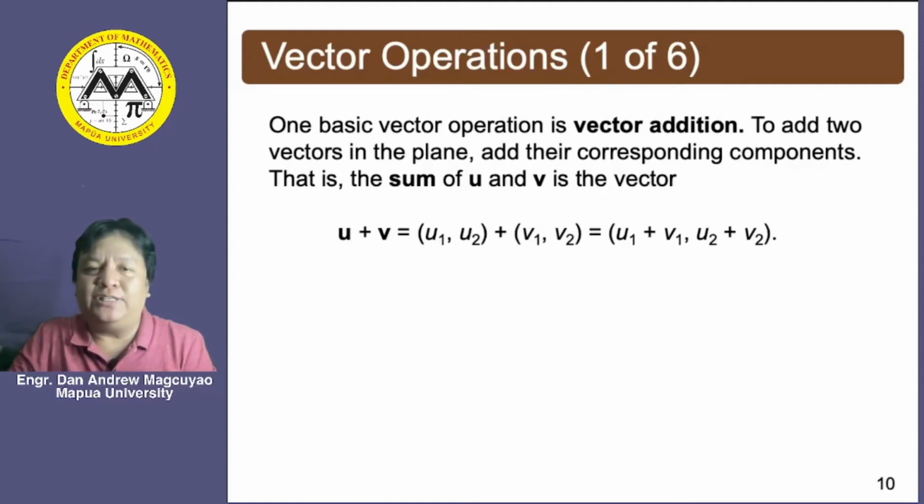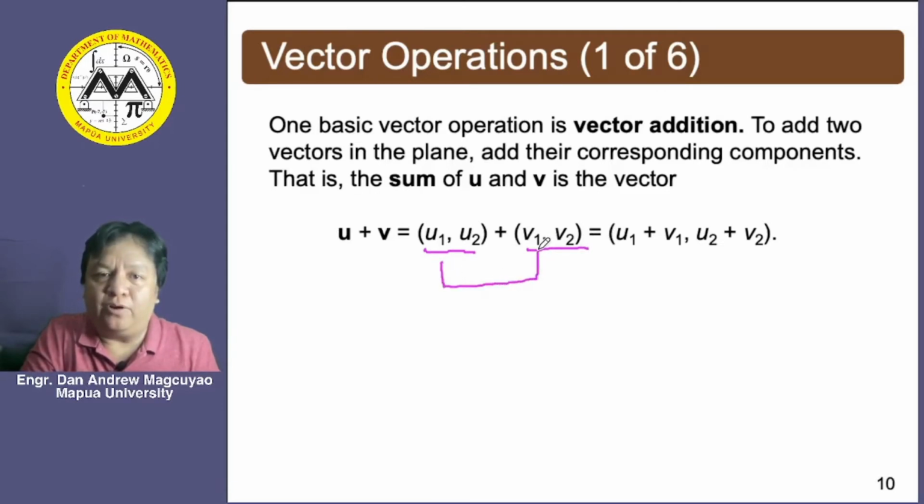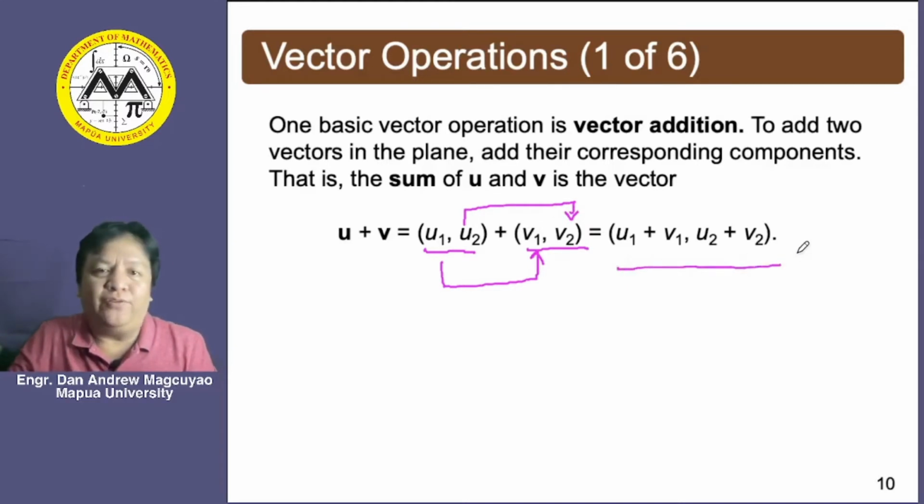To add two vectors in a plane, we're going to add the corresponding components. That is, the sum of u and v is the vector u plus v equal to u1, u2 plus v1, v2. What we are going to do is to add their corresponding components, u1 plus v1 and then u2 plus v2. Thus, the resultant of these two vectors is u1 plus v1, u2 plus v2.